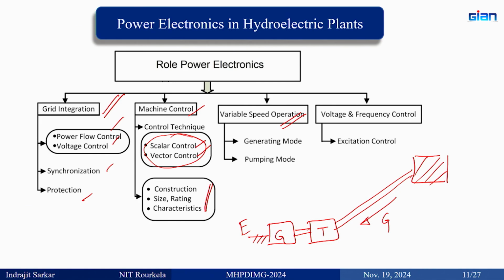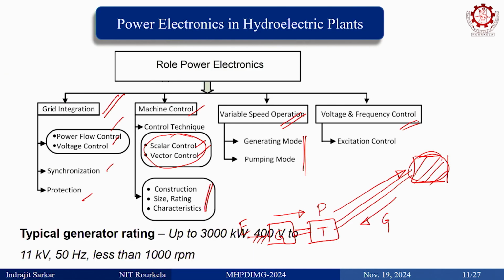In order to maintain the frequency, why not extract some power from the grid? So you extract power from the grid, and this turbine will now work as a pump. You pump the water back to the storage. Okay, this is how it can work. That is why there is generating mode and pumping mode. And then excitation control we will see.